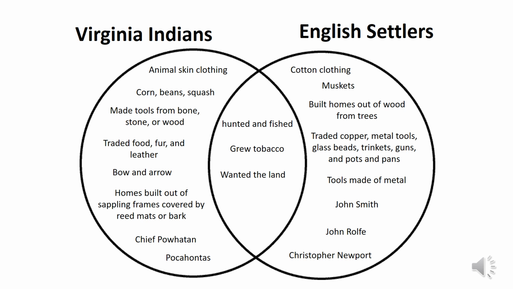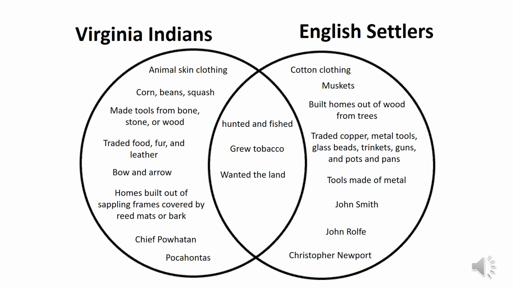Here is a Venn diagram to show the similarities and differences between the Virginia Indians and the English settlers. The Virginia Indians used animal skin for clothing. They grew corn, beans, and squash. They made tools from bone, stone, or wood. They traded food, fur, and leather. They used a bow and arrow. They built homes out of sapling frames covered by reed mats or bark. Their chief was Powhatan, and his daughter was Pocahontas.